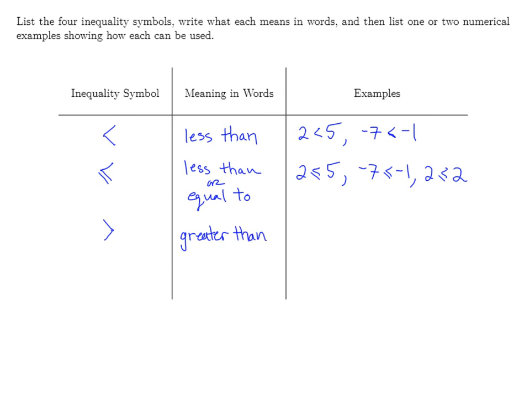As we look at that, similar to the less than sign, larger numbers are going to go on the open side and smaller numbers are going to go on the closed side. So we could write 5 greater than 2. We could also write that -1 is greater than -7. Both of those statements are similar to the less than sign. The difference between the two is which number we're orienting from and which symbol we're using.